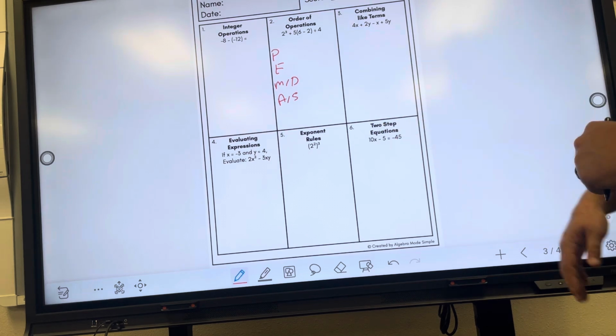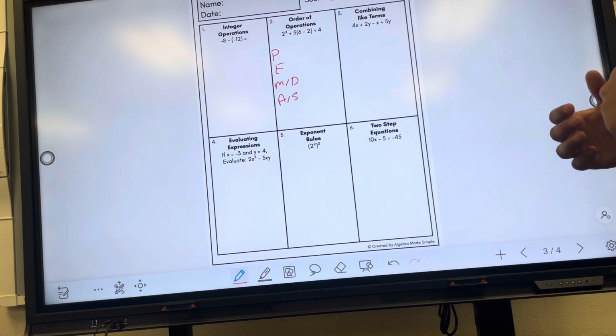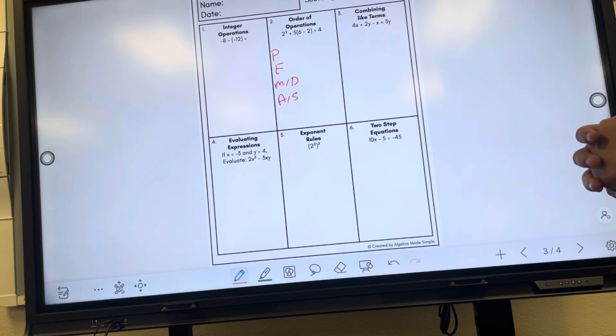Number 6, 2-step equations. This one says 10x minus 5 is equal to -45. So when you're doing a 2-step equation, you want to add or subtract first if you can. You want to do that to both sides. Then you're looking at your variable next, and whatever is on your variable, that's what you're going to divide the problem by. So it shouldn't take that long on number 6. Go ahead and look at the next page.